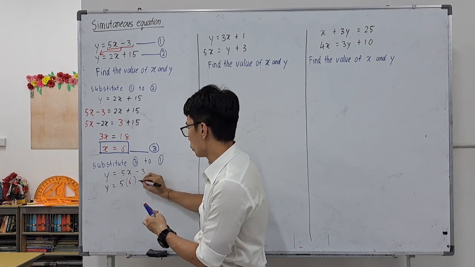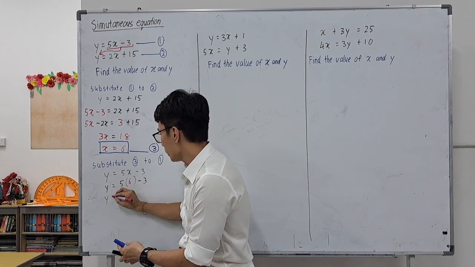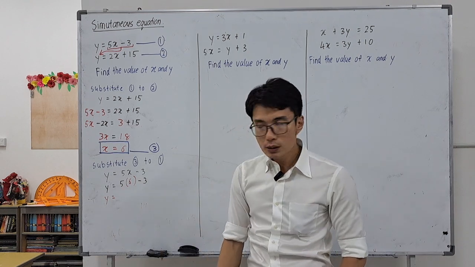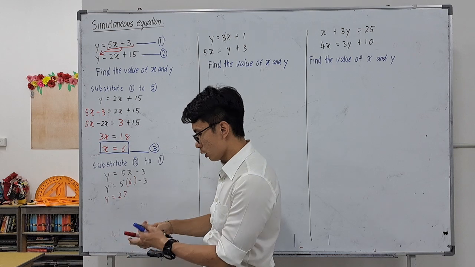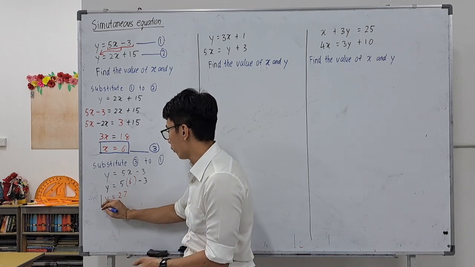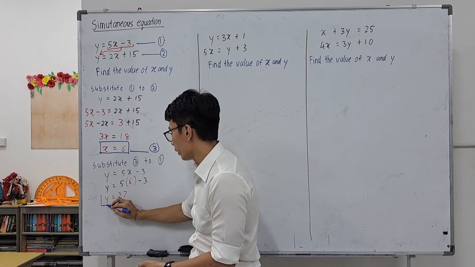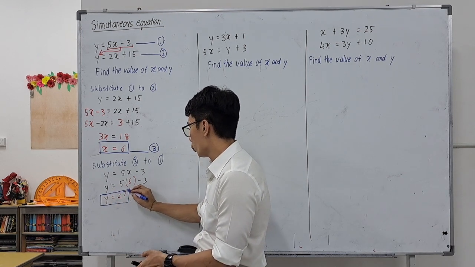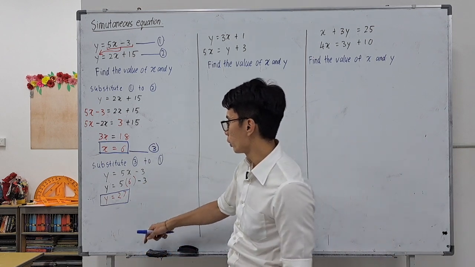Okay, minus 3. All right, so we can quickly solve this. y is equal to 5 times 6, that will give me 30. 30 minus 3, that will give me 27. Okay, so we have solved for our value of y right now. In other words, we are done with this question of simultaneous equation. Okay, so that's how we solve it.